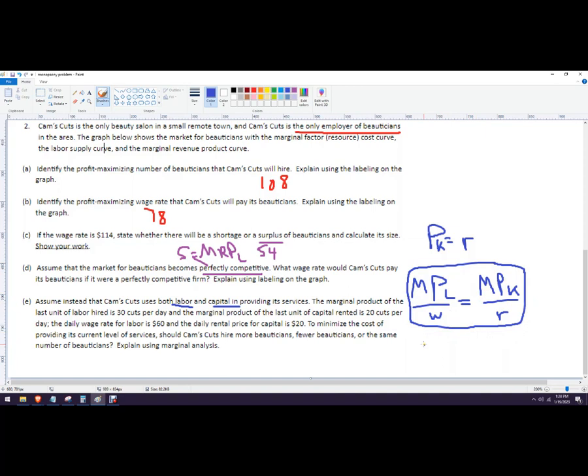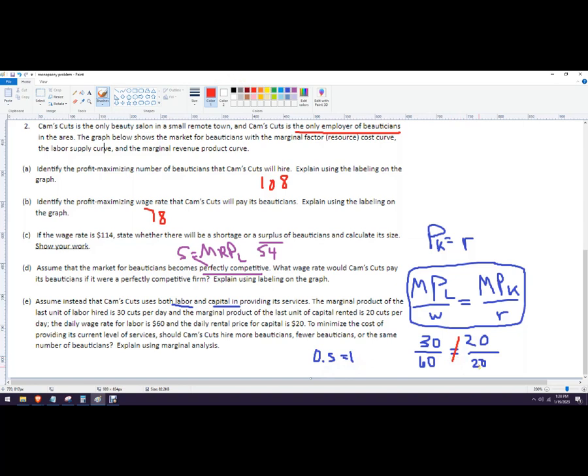So let's see if it's true. We just plug in those numbers. So it's 30 over 60. Does that equal 20 over 20? This is 0.5, and this is 1. So no, they do not equal.